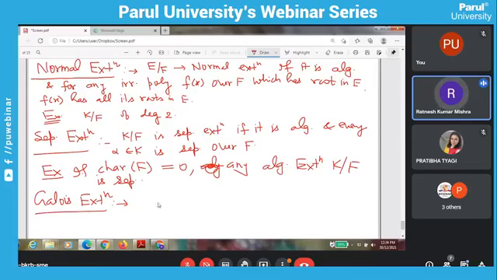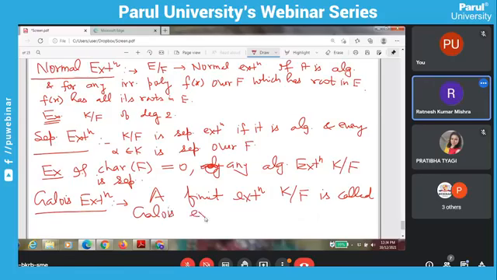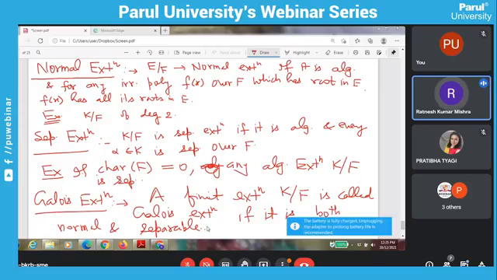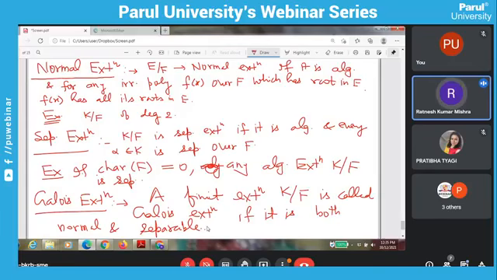Now Galois extension. What is the Galois extension? A finite extension K over F is called a Galois extension if it is both normal and separable. Many people call the separable extension the quasi-Galois extension. If both criteria are fulfilled, an extension K over F is Galois if it is both normal and separable.